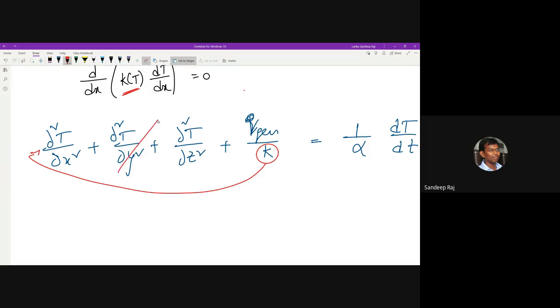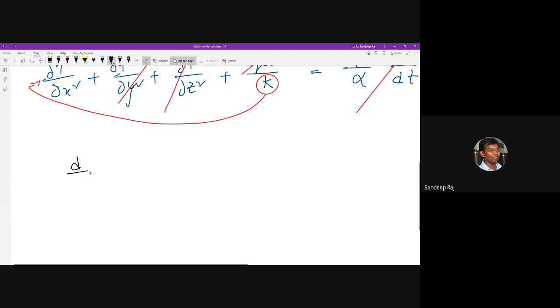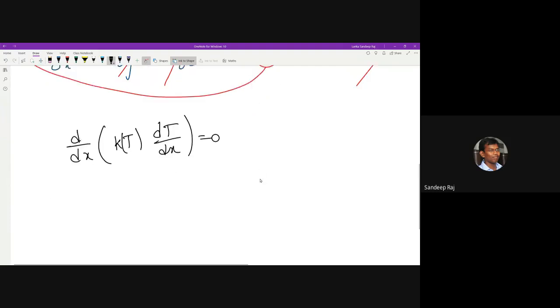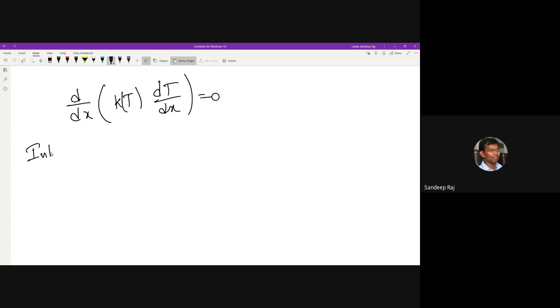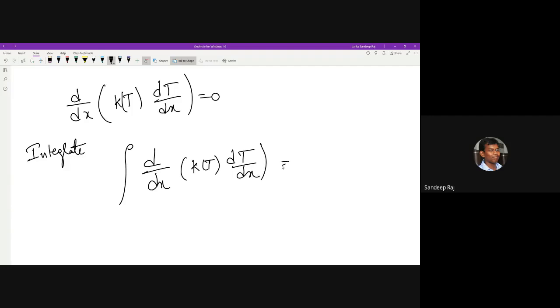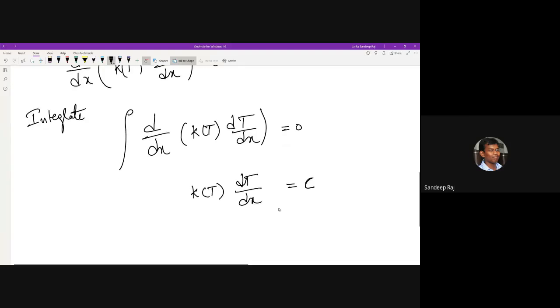Since this is one dimensional, the terms with respect to y and with respect to z are 0, the Qgen is 0, and for steady state this expression will be 0. When these three expressions are 0, what I am left with is d by dx of k of T into dT by dx is equal to 0. This is my governing equation. What should I do next? I should integrate this. When I integrate, I will get k of T into dT by dx is equal to some constant.